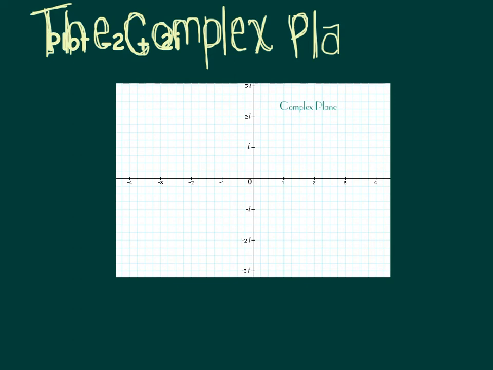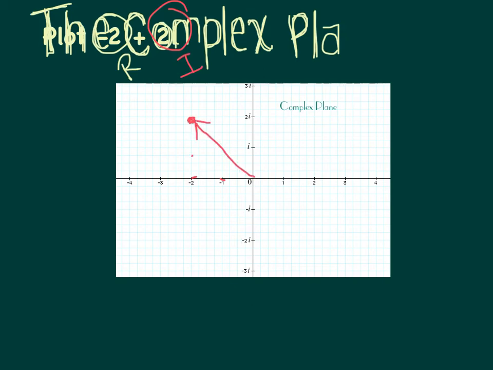All right, one more quick example. I've got negative 2 plus 2i. So my negative 2 is my real part. So now I'm going to go left 2. And then I've got a positive 2 as my imaginary part. So up 2, my dot there, and my complex number vector.